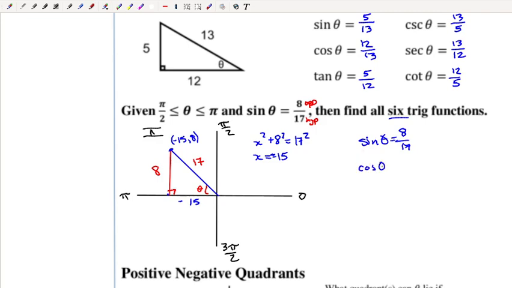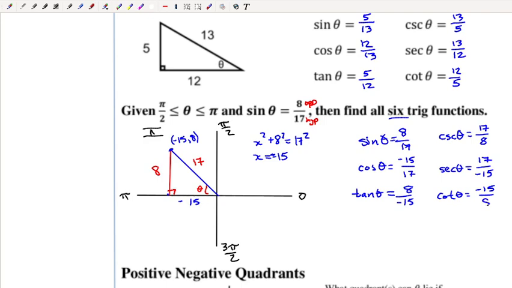Then I have the cosine theta is adjacent over hypotenuse, which is negative 15 over 17. And then tangent theta is opposite over adjacent, which is 8 over negative 15. To find cosecant, sine and cosecant are related, so cosecant is going to be 17 over 8. Cosine and secant are related, so flip that over, 17 over minus 15. You can put the negative out front, on top, or on the bottom, wherever you want. And then cotangent, flip over your tangent, so negative 15 over 8, and you're done.